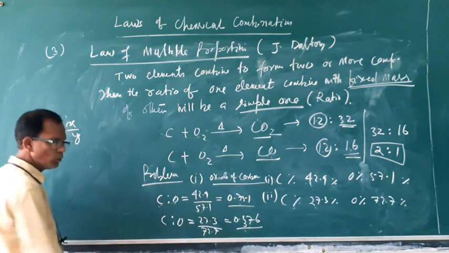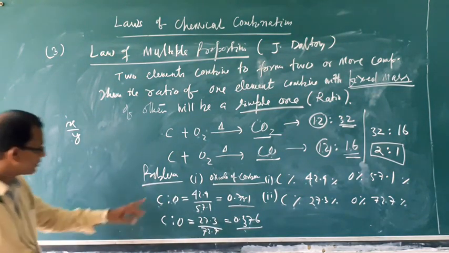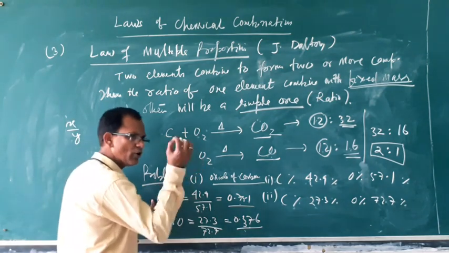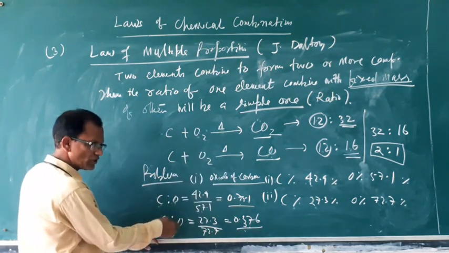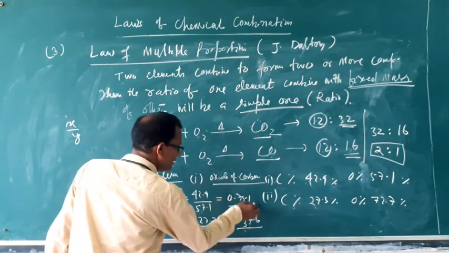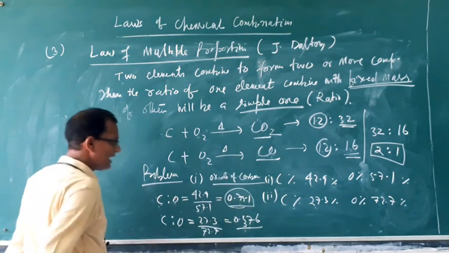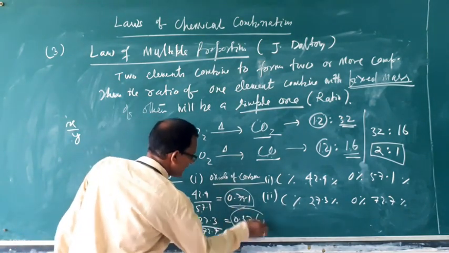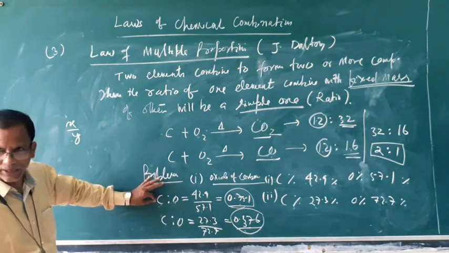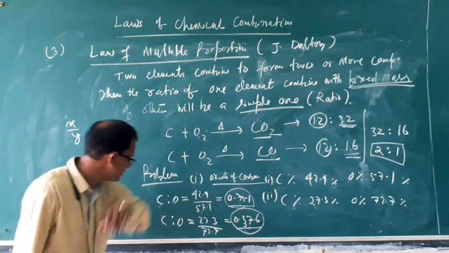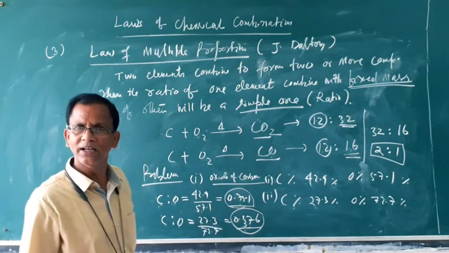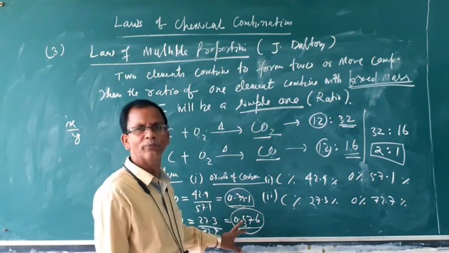That means here which part is constant? Here oxygen is constant, because carbon to oxygen division means we are keeping oxygen as 1. That means this is the relative mass of carbon compared to oxygen. The value of carbon with respect to oxygen is this much. Clear? Then you compare this value.